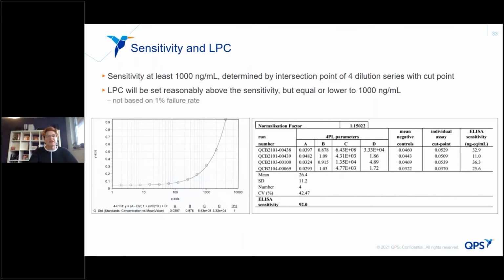The next step is the sensitivity. For that purpose, dilution series of the positive control are measured, and in this case, it is limited to only 4 dilution series. And the low positive control is not based on a 1% failure rate, but is set at a reasonable sensitivity, which is equal or lower than 1000 nanograms per ml. In this particular example, we measured 4 dilution series, and the mean concentration that corresponded with the cut point was 26 nanograms per ml. And if calculated with the 1% failure rate, the LPC level would be set to 92 nanograms per ml. But in fact, in this validation, it was set to 500 nanograms per ml, as that was considered sufficient.